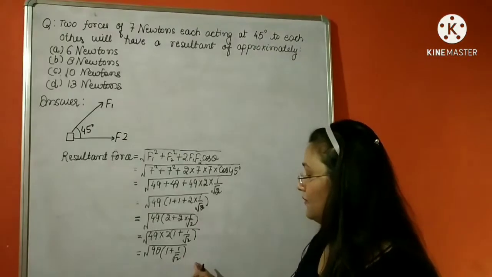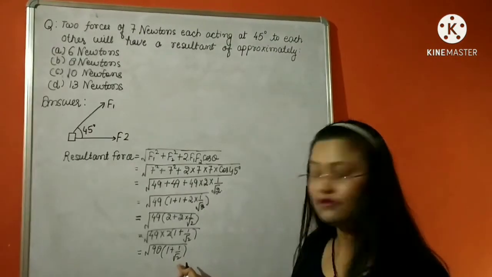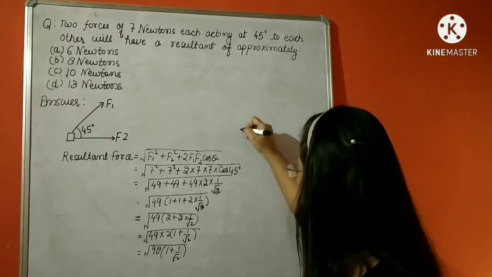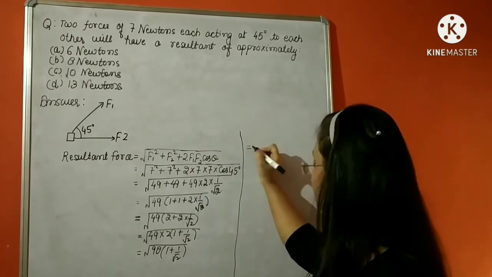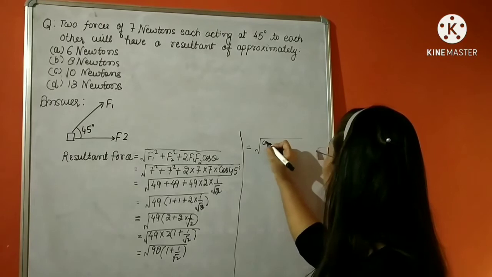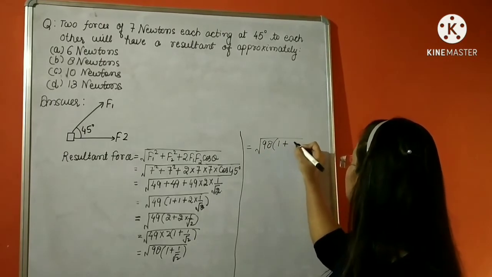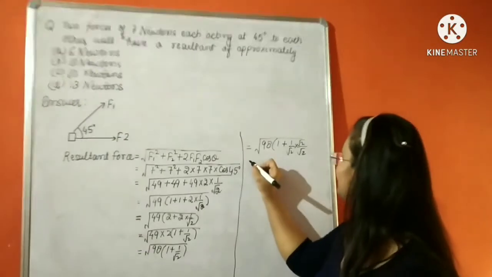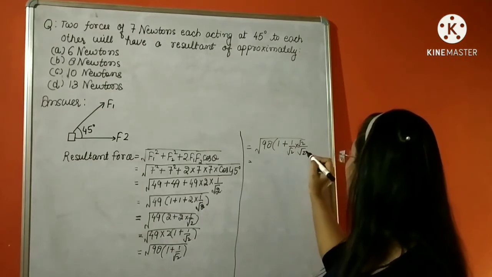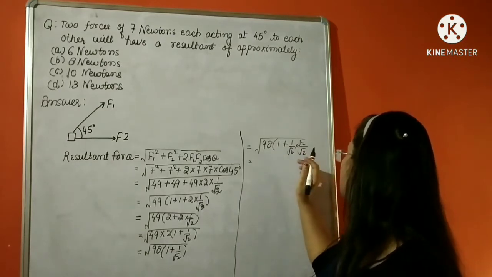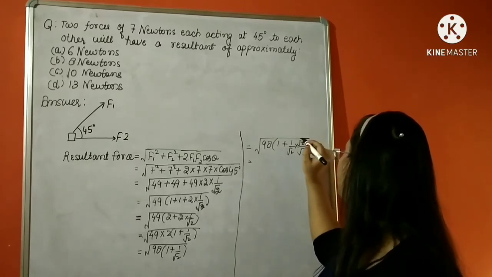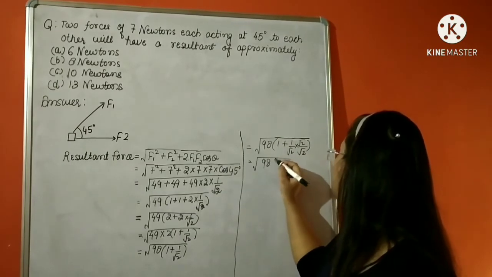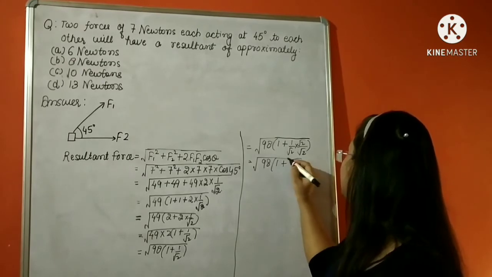Now we will rationalize it, that is, we will remove root 2 from the denominator. Let me tell you how we can do it. Let me write it over here: 98 into 1 plus 1 by root 2 into root 2 by root 2. Now root 2 will come in the numerator instead of the denominator.